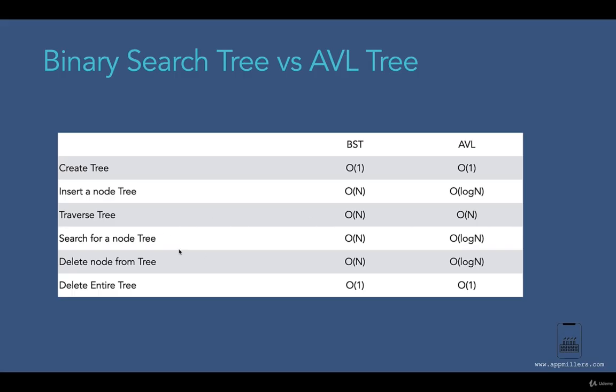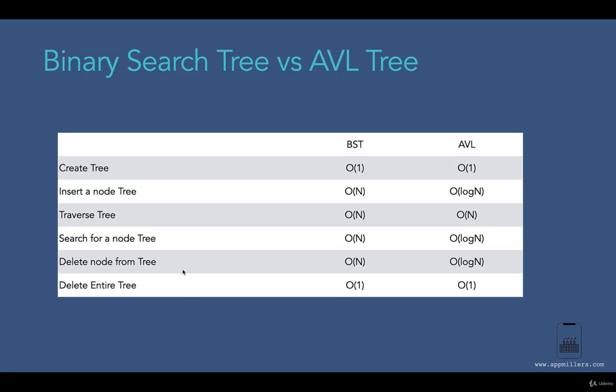Now when it comes to searching for a node in a tree, in case of binary search tree, if our tree is not balanced, it might take, in the worst case, O(n) time complexity. But for AVL tree, it will always take O(log n) time complexity, because as we said before, our AVL tree is always balanced. So we will have nodes in the left subtree and the right subtree, and that's why it will take O(log n) time complexity.